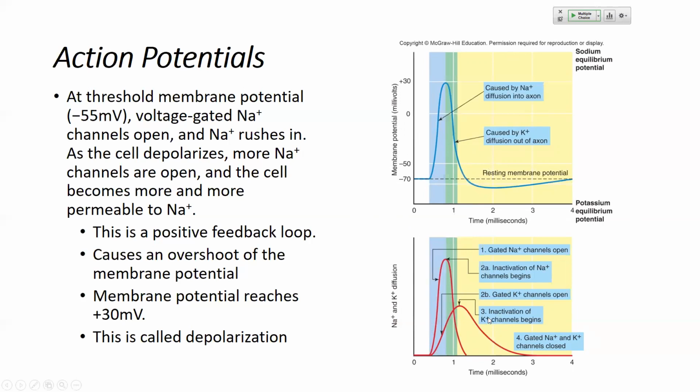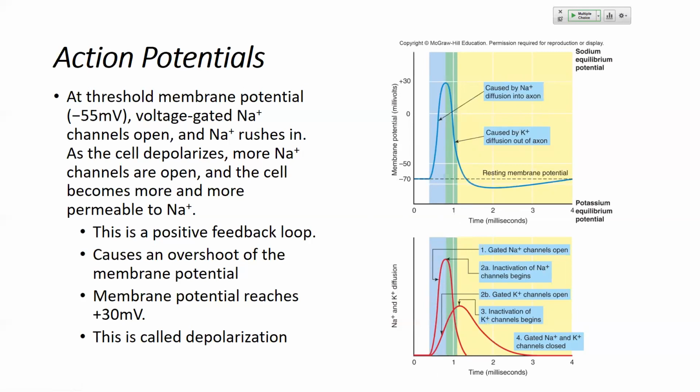So the upshoot, or upstroke, I'm really talking about this rapid depolarization here. This jump in the membrane potential from -70 all the way up to +30 millivolts. Okay, that is caused by the diffusion of sodium into the axon. Okay, and we can see that reflected down here with the opening of these sodium channels.